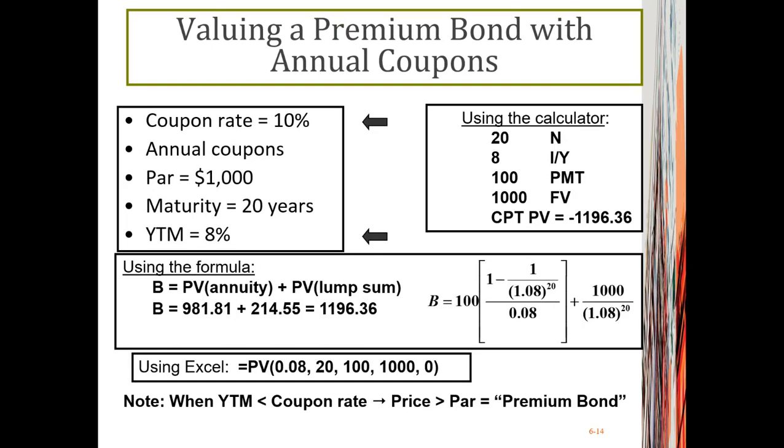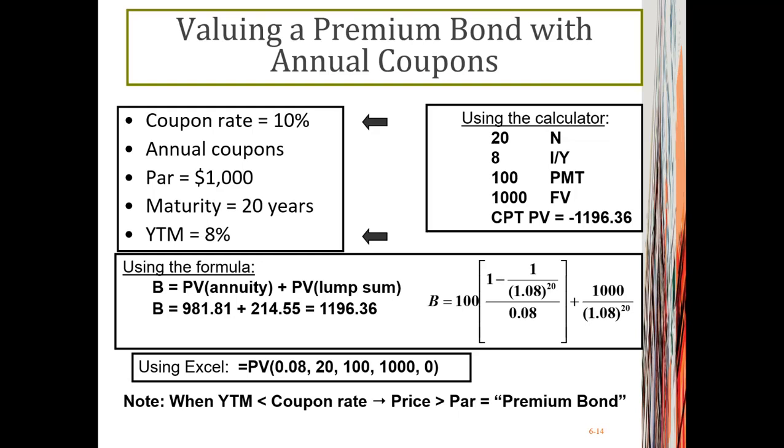Here's an example showing you how you can use the calculator, manual calculation, and Excel spreadsheet to find the bond price. My favorite method is the BA II calculator. I simply put N 20, I/Y 8, PMT 100, FV 1000. Then I press CPT PV, and the calculator will show me $1196.36, which carries a negative sign as a result. And here I know that the bond price should be something around $1,200.